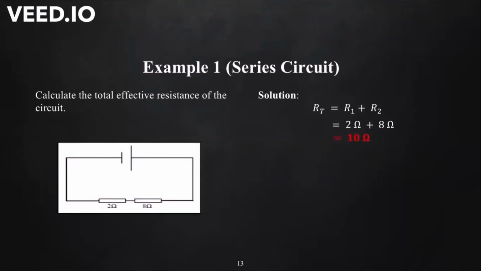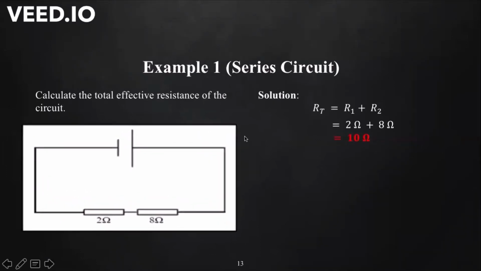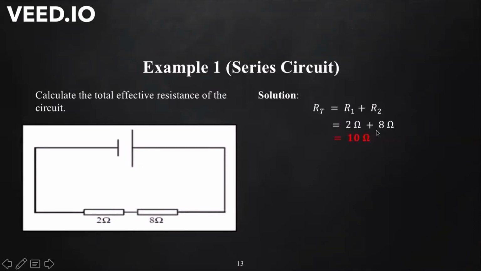Alright, so example one. Our first example is on series circuit, and you have to find the total effective resistance of the circuit. Now, if you look at the diagram given there, the resistors are connected in series, and you simply have to add these two values to get your answer. That's the formula. RT is equal to R1 plus R2. Either one of these values can be R1 or R2. So you can have 2 plus 8 or 8 plus 2. It still gives you the same answer, which is 10 ohms. So that is the first example talking about series circuit.